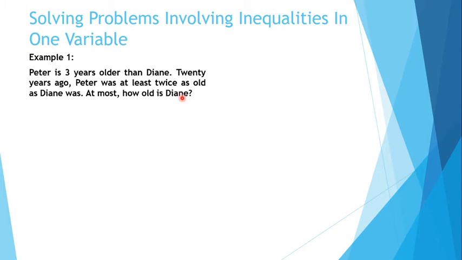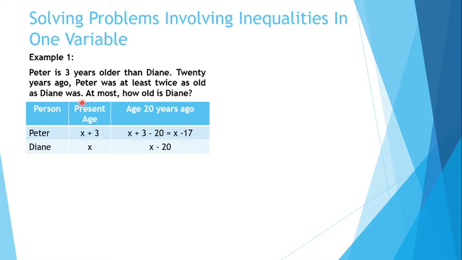Okay? Now, for us to easily solve the problem, let us make this table. So we have here the person, their present age, and their age 20 years ago. So we have Peter and Diane. Now, since the question is how old is Diane, the age of Diane must be the x here. So let x be the present age of Diane. Now, since the problem stated that Peter is 3 years older than Diane, x must be plus 3 to get the age of Peter.